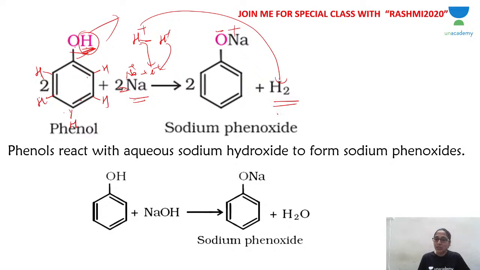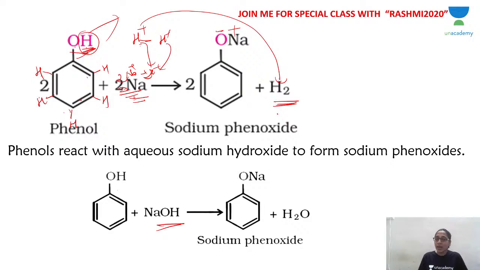Now to form the H2 molecule, from where do they get 2 electrons? From sodium. Sodium is a reactive metal. It will form Na plus, releasing 2 electrons. Correct? So these 2 electrons are taken up by the protons, forming H2. Okay? So you have the phenoxide ion. Phenol is more acidic than alcohol because phenol can even react with aqueous sodium hydroxide.